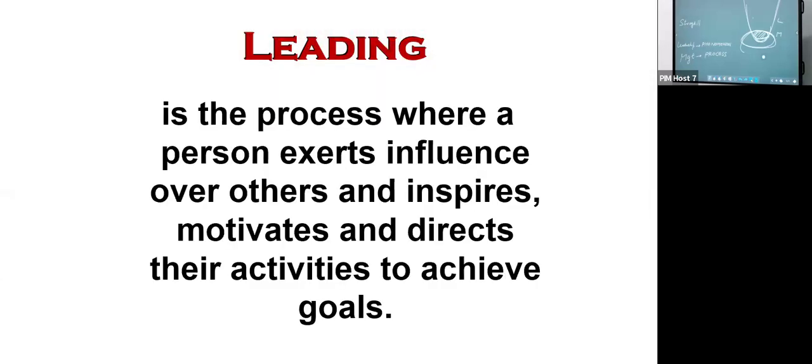Leading is what? Now we can summarize the whole thing into one paragraph. Shall you read out? Leading is the process where a person exerts influence over others and inspires, motivates, and directs the activities to achieve goals. So the moment you mention leadership, followership is also there. Leaders have followers, or leaders have supporters. Leaders have members, isn't it? They work together.